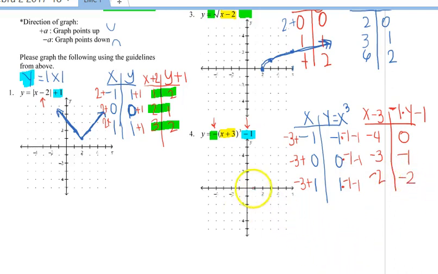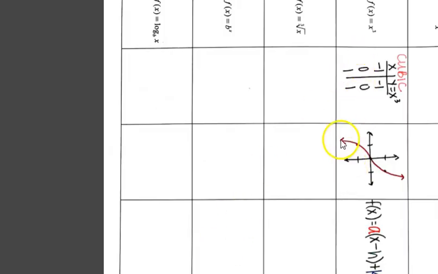So we graph negative 4, comma 0. We graph negative 3, negative 1. And we graph negative 2, negative 2. Now don't make a straight line there because those points are coming up in a straight line. Not true. Remember, this is an x to the third graph, and x to the third has this little curve to it. It's like a parabola, right?